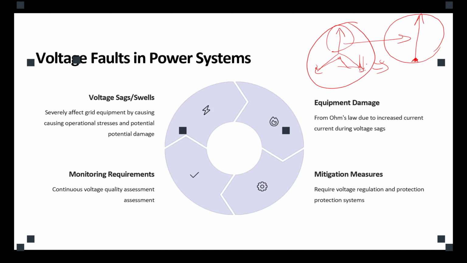Now, we have to monitor the voltage, okay? Monitor the voltage constantly in order to find out if there is a fault happening or not. Because we see the consequences of a fault are very harsh, so we want to detect them before it's too late. And what happens when we detect them?